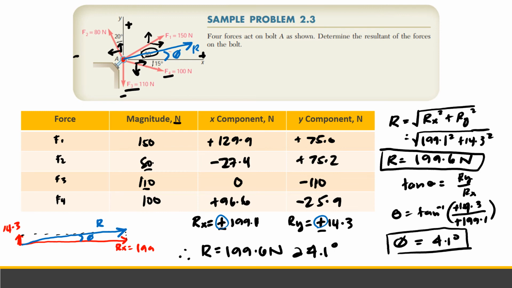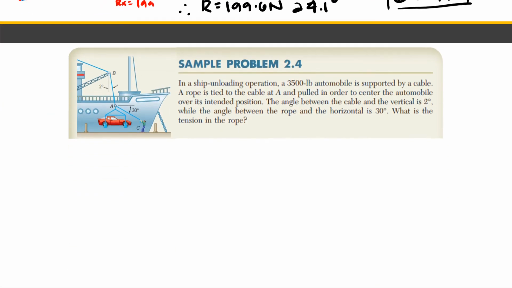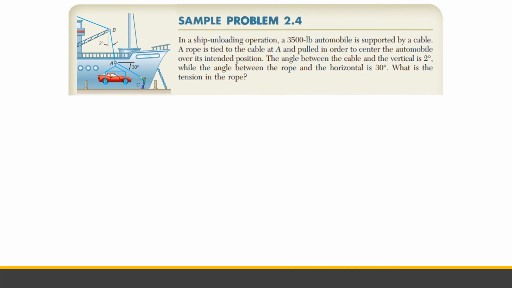Okay, so next problem. In a ship unloading operation, a 3,500 pound automobile is supported by a cable. So this is the automobile. A rope is tied to the cable at A and pulled in order to center the automobile over its intended position. So it is pulled by a man. Maybe this is Superman, because the car is heavy.